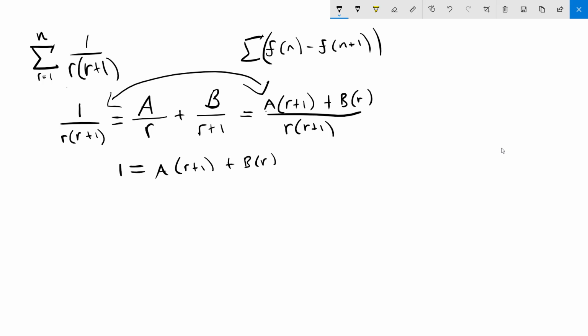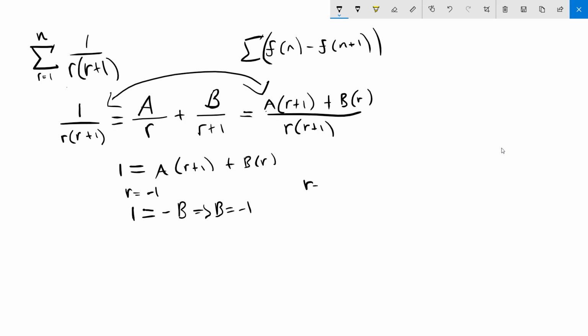My favorite way of doing it is by just picking convenient values of r, because remember, these a's and b's have to be true for all r. So let's pick r is equal to minus 1. What happens when r is equal to minus 1? Well, this entire term disappears here, right? So we'd be left with 1 is equal to just minus 1 times b, so minus b, which means b is equal to minus 1, right?